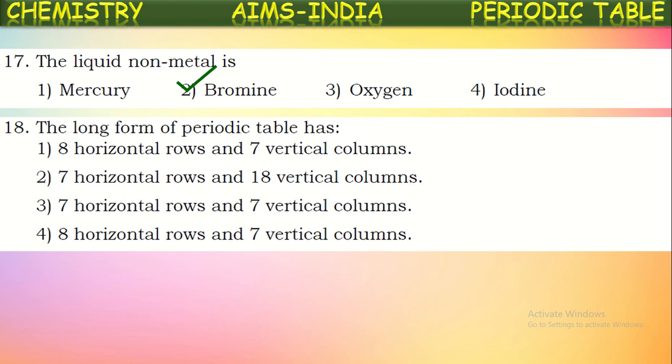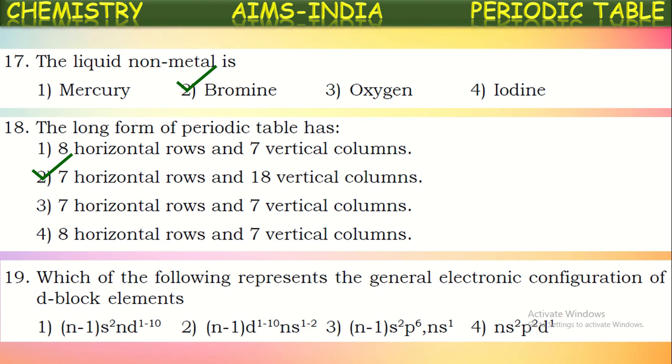Next, the long form periodic table has. How many horizontal rows are there and how many vertical columns are there in the modern periodic table? There are 7 horizontal rows which are called periods, and there are 18 vertical columns which are considered as groups. So it is here, the second one.